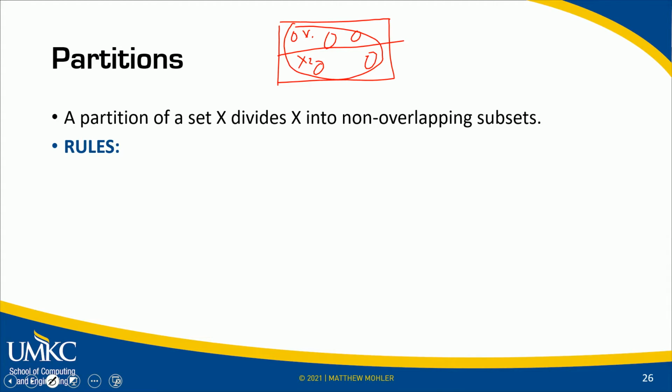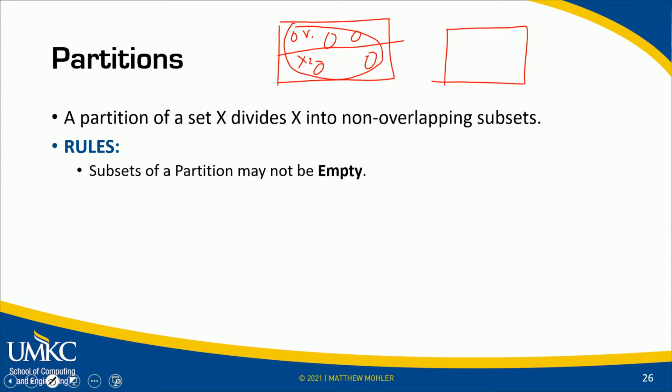And the first rule that we'll look at is that the subsets of a partition may not be empty. So in this case, if we looked at another example here, I could not have a partition like this, because in this case my X sub 1 is fine, but X sub 2 has no elements in it. It's an empty set, and that would violate this first rule, which is that the subsets of a partition may not be empty.